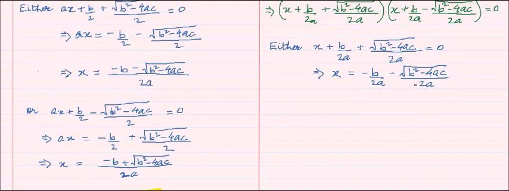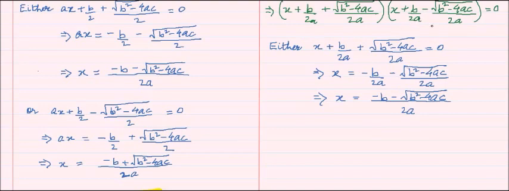Both of these two terms are containing the same denominator, so we can combine them. x is equal to minus b minus under root b square minus 4ac, all by 2a. Okay, so we have got one of the two values of x.